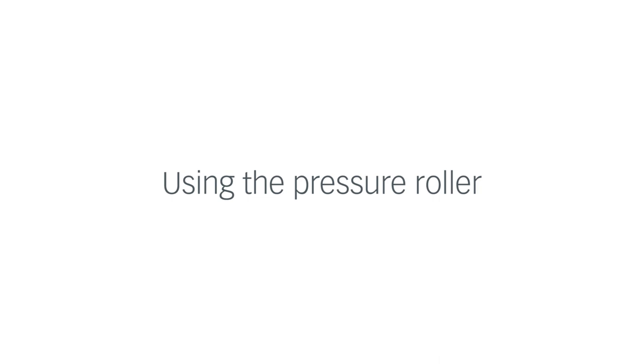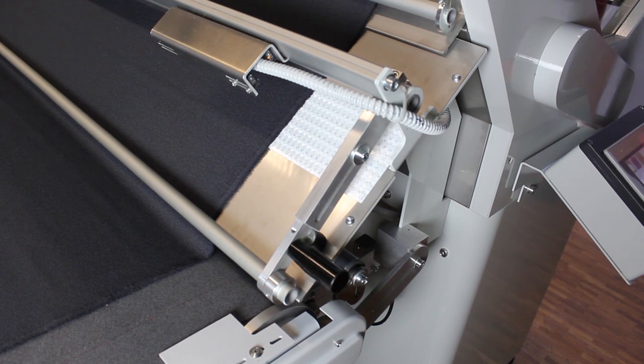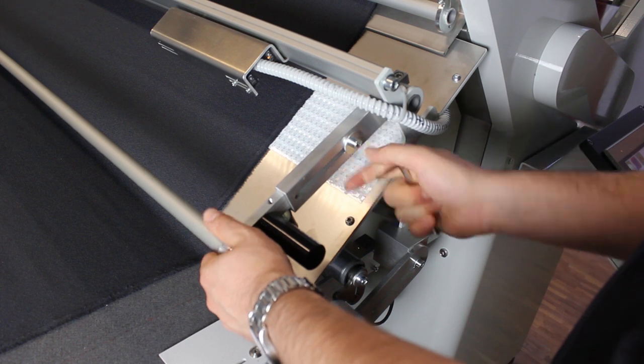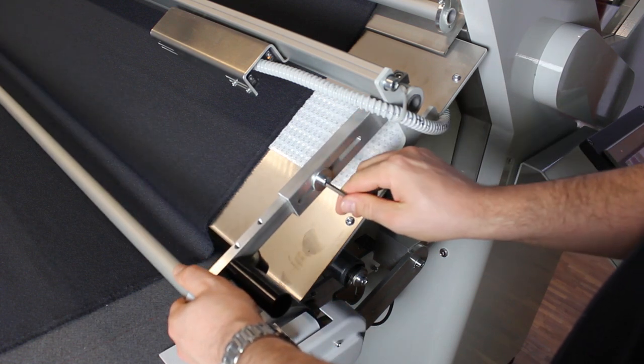To minimize wrinkling, the spreader roller should always be lightly touching the material. Change the position of the roller by loosening and retightening the set screws.